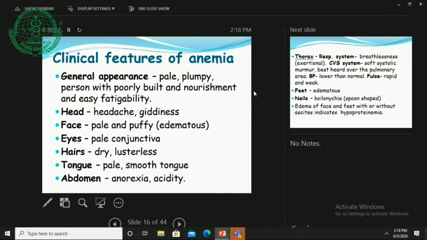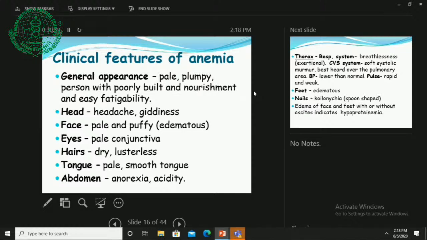Now we will see clinical features. In community medicine, you won't get questions on clinical features, but for suspecting patients who have anemia, you need to know how they manifest. General appearance: the person looks pale. The person has poor build and nourishment, because along with anemia he might have protein energy malnutrition and other deficiencies, and there is easy fatigability because of reduced work capacity due to anemia.